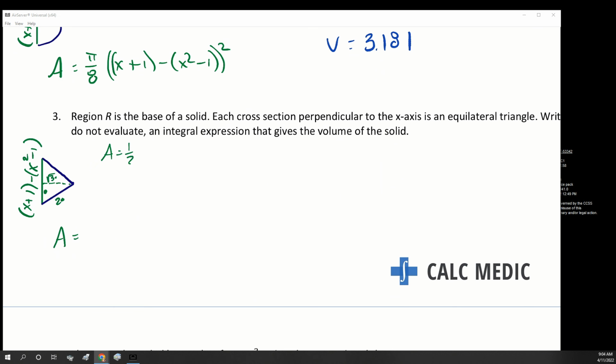So 1/2. My base is definitely x plus 1 minus x squared minus 1. What is that? What is this little dot line? This side. It's the equilateral triangle. What? Half of that. So it's the square root of 3 times half of that.